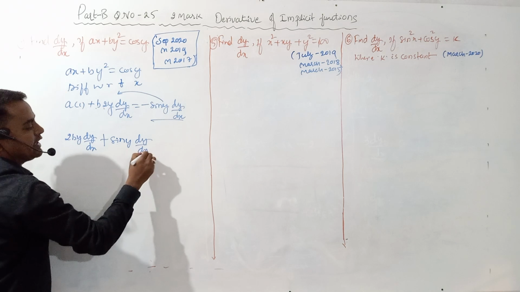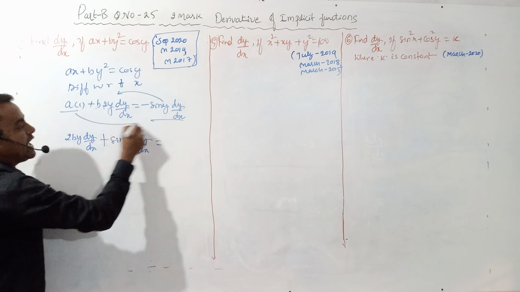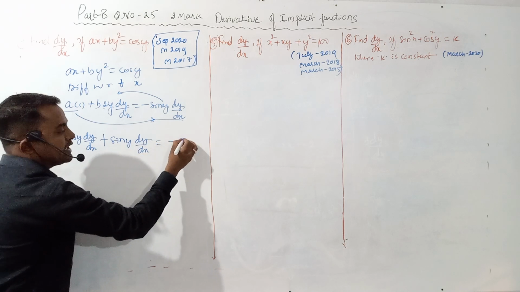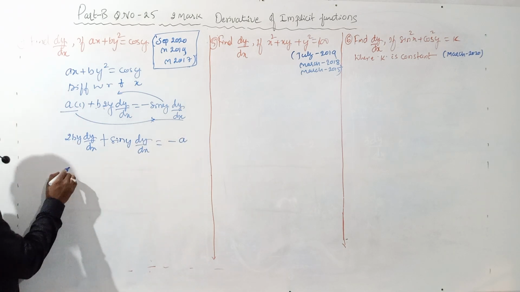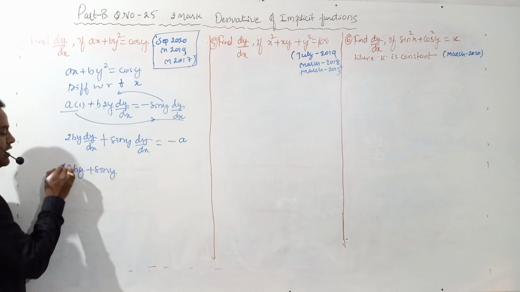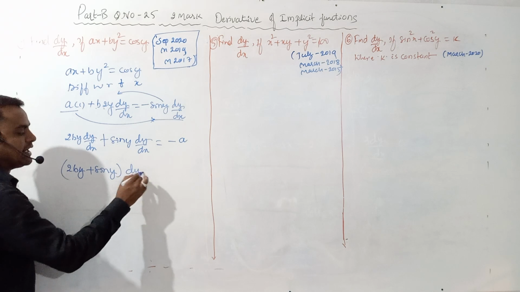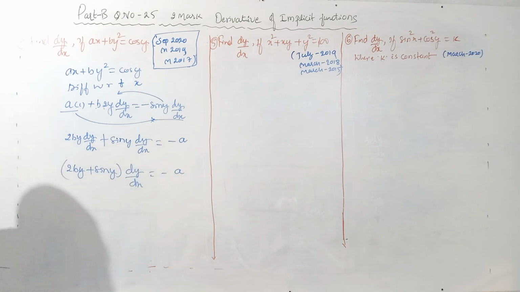dy by dx, then a into 1 is a. Transfer this a to the right side. Plus a will become minus a. Now 2y plus sin y, what is common here? dy by dx is common, is equal to minus a. Now solve for dy by dx.